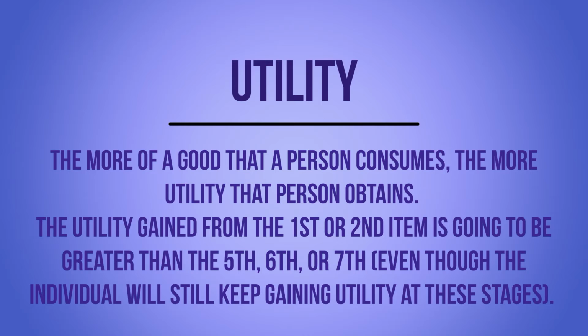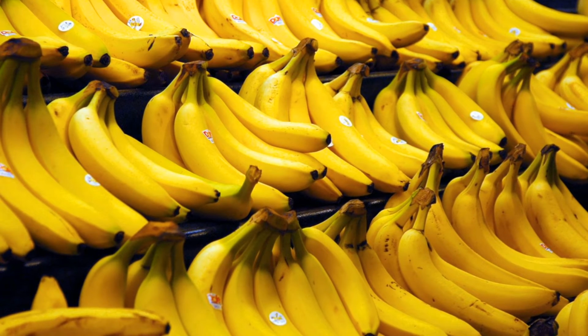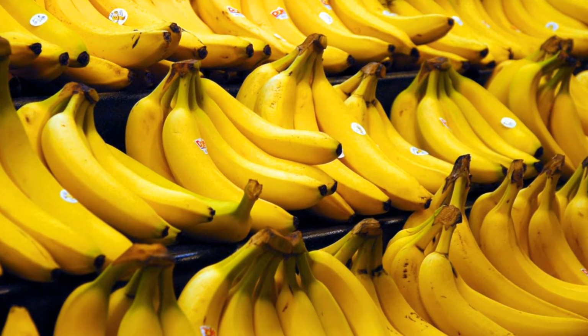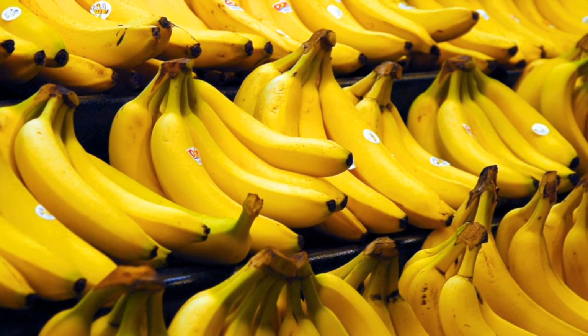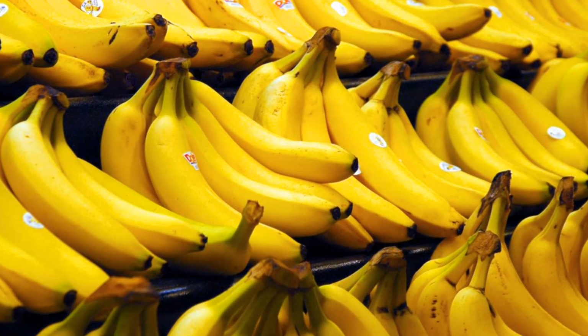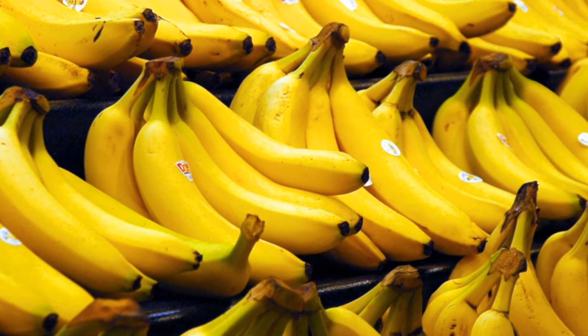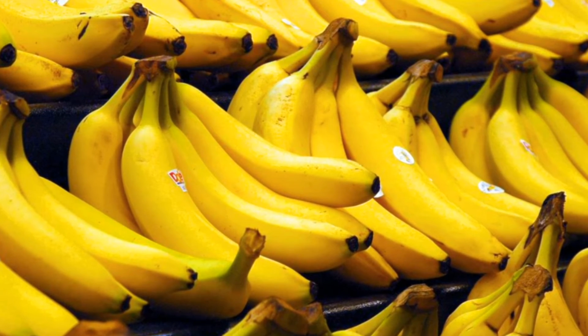Now, when a person gets one or two of a good, the utility they gain from the first and second item is going to be much more than what they gain in the fifth or the seventh item. So let's say you go to the grocery store, you grab a bunch of bananas, and there's 7 bananas total. On the first day, you eat 1, you eat 2. Now the nutrition that you gain by eating those bananas, with the potassium and other nutrients, is going to be much greater to you than if you, for some strange reason, decide to eat a 3rd, 4th, 5th, and on banana in that same day.